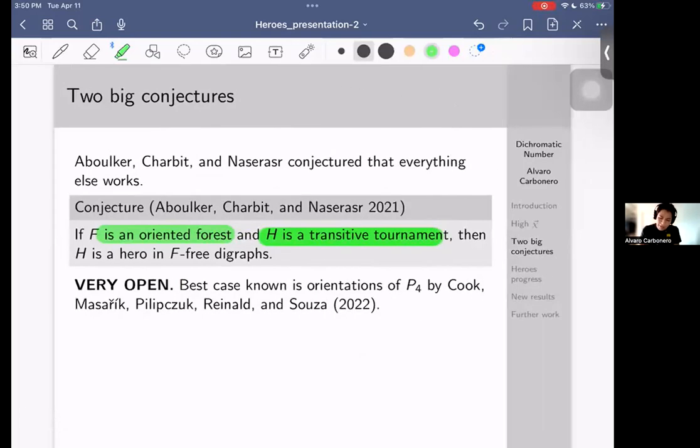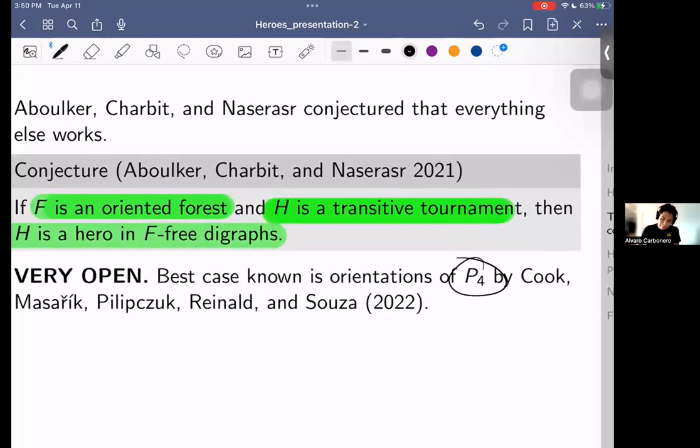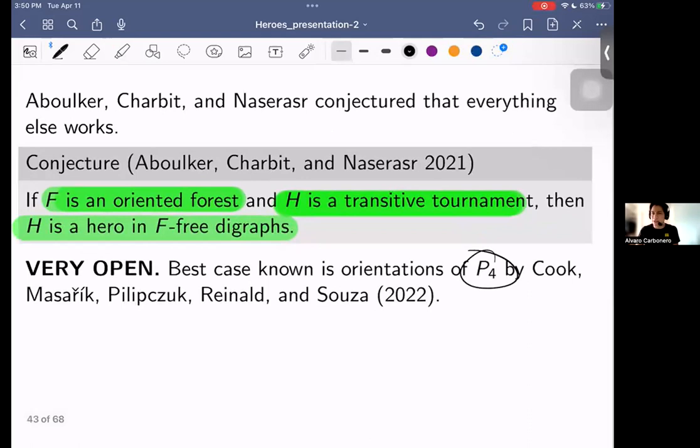So if F is an oriented forest and H is a transitive tournament, then H is a hero in F-free digraphs. This is super open, very hard. The best case known is orientations of P4, which was proven late last year. It's a very cool proof, and I could do an entire presentation on this conjecture, but that's not the subject for this presentation. Let me just do one more note.